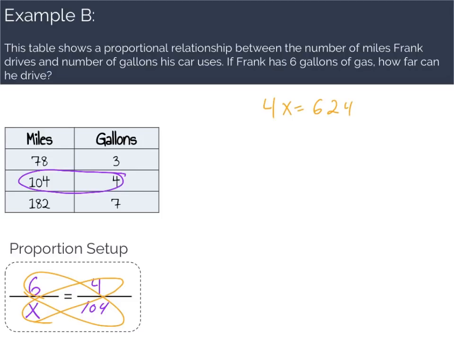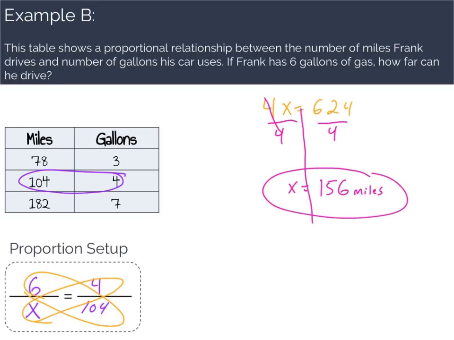I'm going to draw my wall down for my equal sign. Divide both sides by 4. Remember, the inverse operation of multiplication is division. 4 divided by 4 is 1, or 1x. And 624 divided by 4 is going to give me 156. But again, this is a word problem, so I need a word answer. So 156 miles, since that's what we were talking about. How far can he drive? So that is my answer.